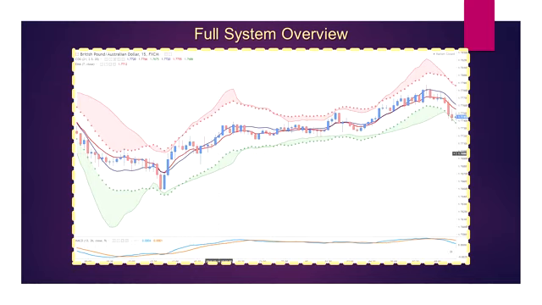Here's how our full system looks. First things first, we have the Center of Gravity, the 7 EMA, and the MACD. Technically speaking, that's the only thing that you really need to have on your chart.